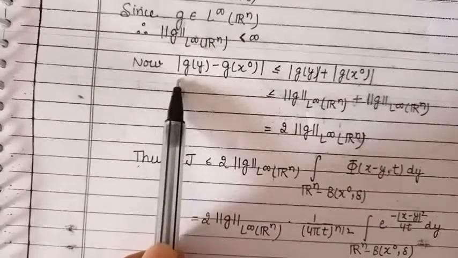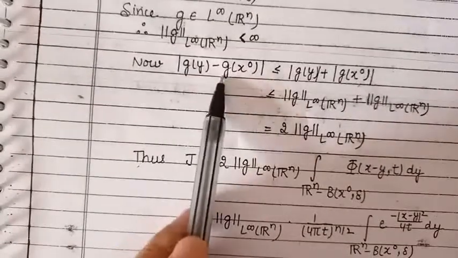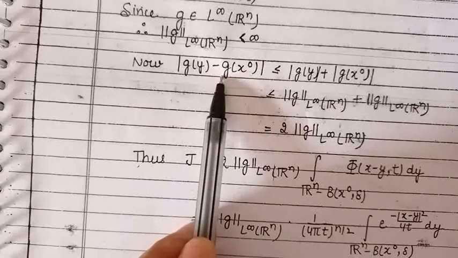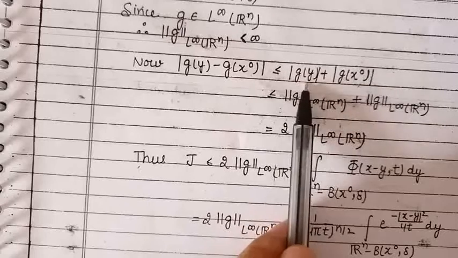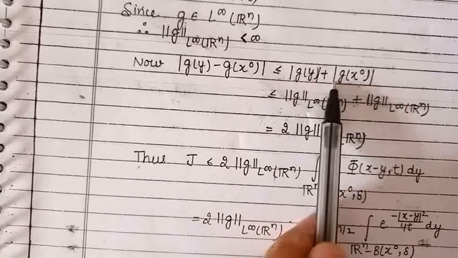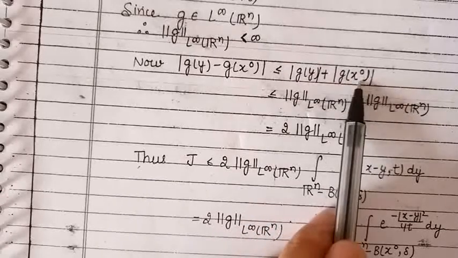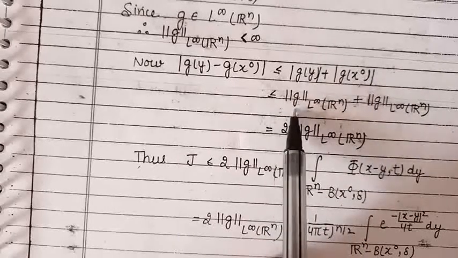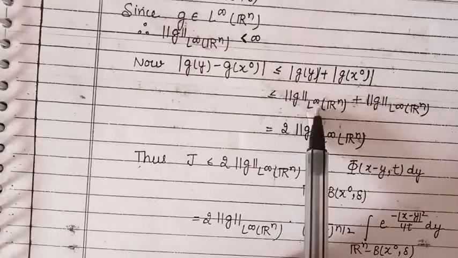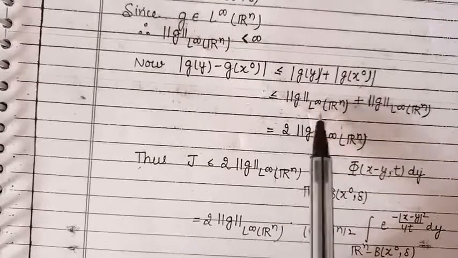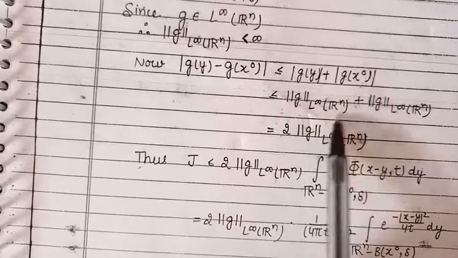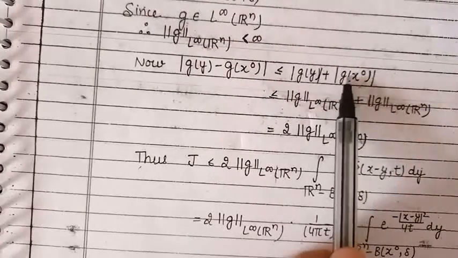Now let us consider the absolute value of g of y minus g of x naught. By triangle inequality, this will be less than or equal to mod of g(y) plus mod of g at x naught. Now because we know that in general |u| is less than or equal to the norm of u on the space L infinity, this will be less than or equal to the norm of g on the space L infinity, and the same holds for this term also.